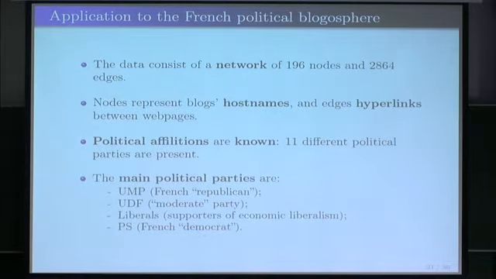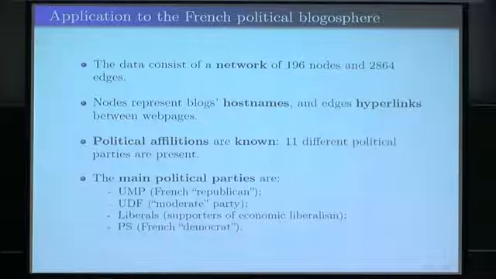Right. So here's a data set where we apply this stuff. The data set consists of 196 nodes and 3,000 odd edges. The nodes represent blog host names, and the edges are the hyperlinks that connect pairs of blogs. This is data collected on a particular snapshot on a particular day at some point in the past.